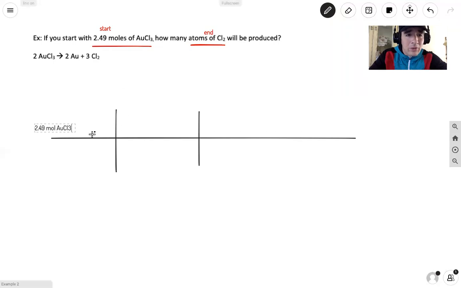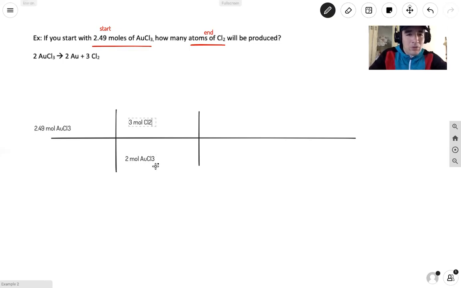So I know that I need to convert this to something else. I already have moles up here. I need to get rid of moles. So I'm going to put moles down here. If I'm putting moles down here, might as well go into the bridge. I'm going to use that bridge now to convert from one thing to another. So let's go into our molar ratio. For every 2 moles of gold trichloride, I'm going to have 3 moles of dichlorine. So down here, 2 moles of gold trichloride, and up here, 3 moles of dichlorine.